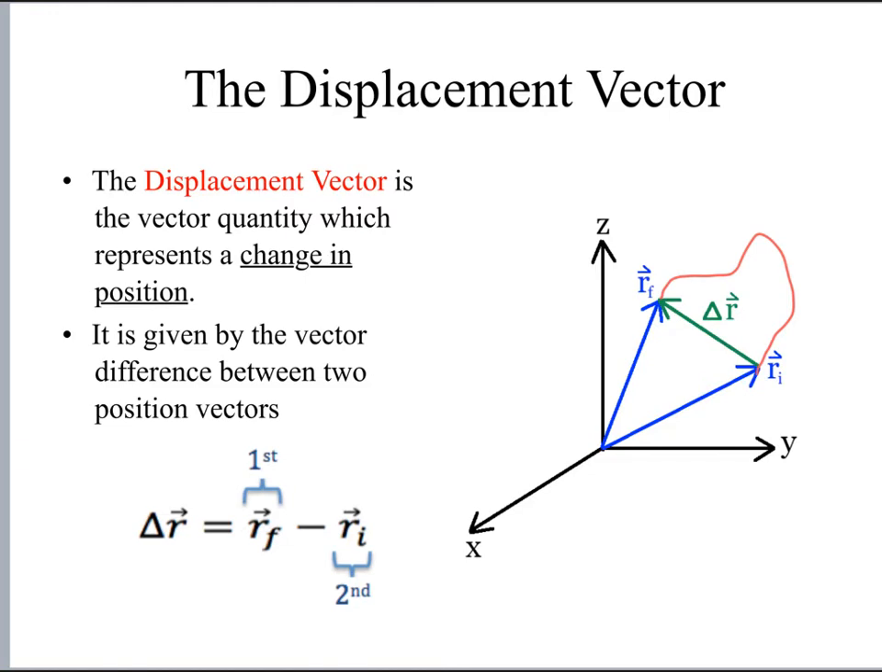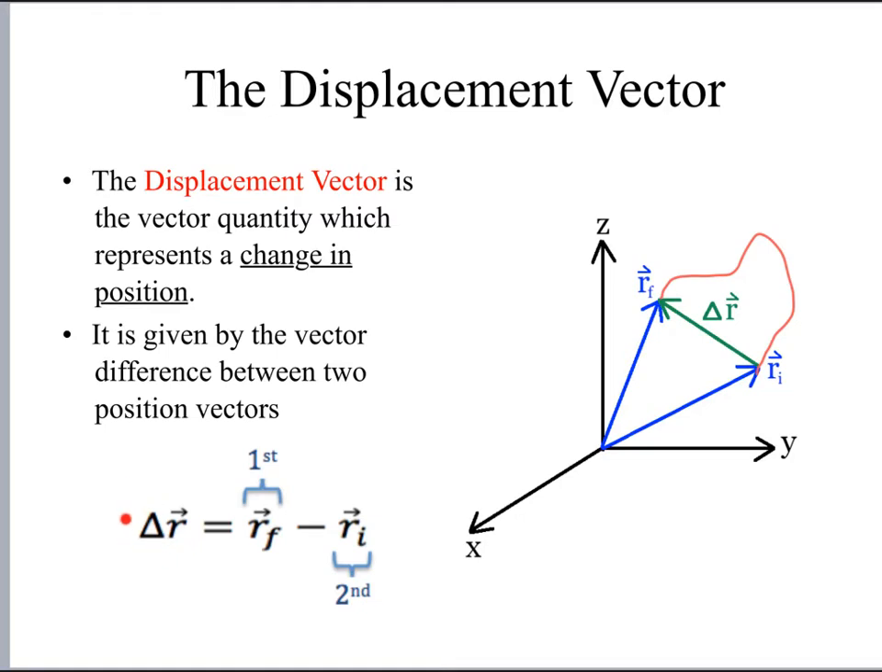But let's look at this picture, because I've got my two blue vectors here, my initial position and my final position. They're connected tail to tail, and then my displacement vector is going from tip to tip. And so this triangle represents what we've seen before as a vector subtraction. And remember, it goes from the second vector, so Ri would be the second vector, to the first vector, which would be Rf.